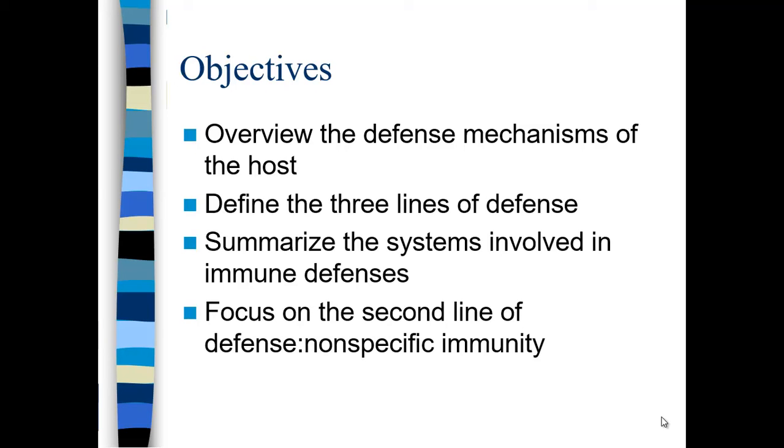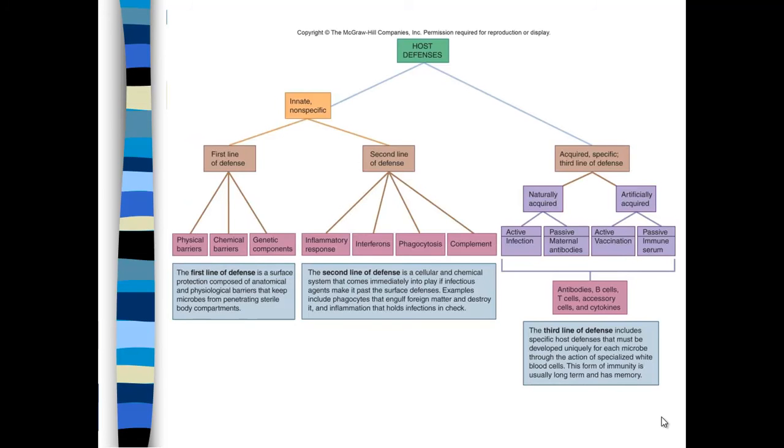In chapter 13, we really focused on the first line of defense, which is just chemical and physical and genetic components. We haven't talked too much about genetic components, but here in chapter 14, we'll focus primarily on the immune system, but nonspecific immunity. Okay, so if we look at host defenses, they're quite complex. This is a different slide, and it's very busy, but it has lots of good information. So you have innate immunity, and you have acquired immunity, which is the third line of defense.